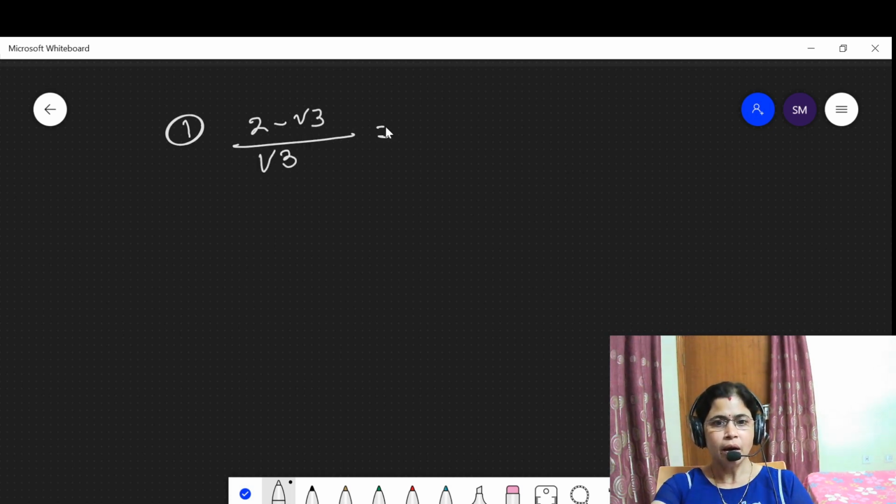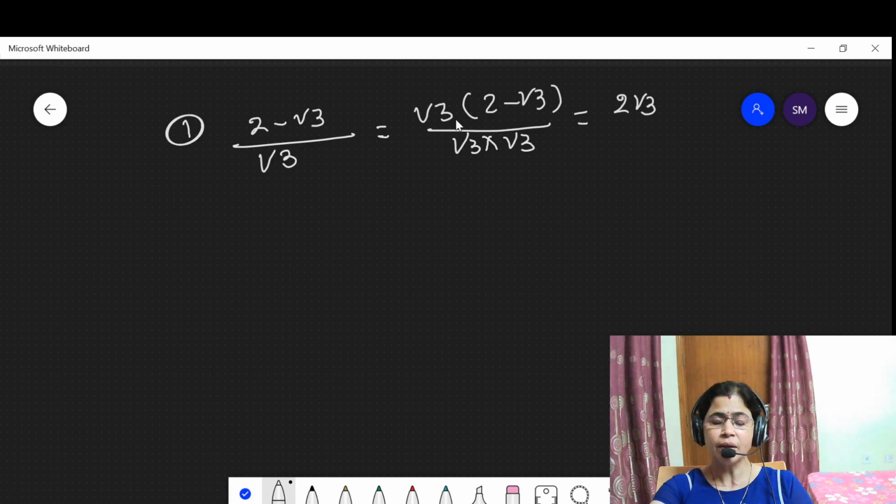Then how can you rationalize? Simply multiply root 3 in the numerator and root 3 in the denominator. When you multiply root 3 in the numerator, this is 2 root 3 minus root 3 into root 3, which is 3. Here in the denominator, root 3 into root 3 is 3. This is the answer to the question. In this way you can rationalize the given denominators.